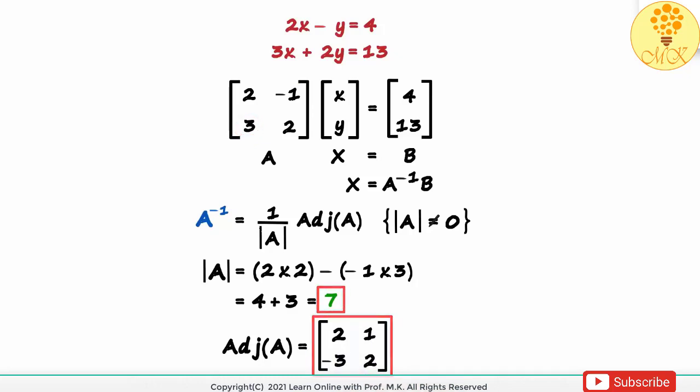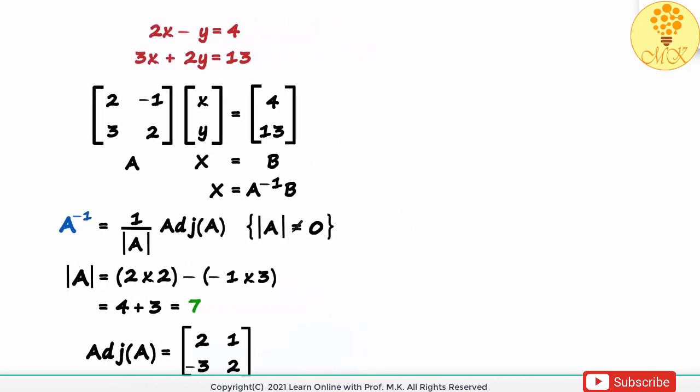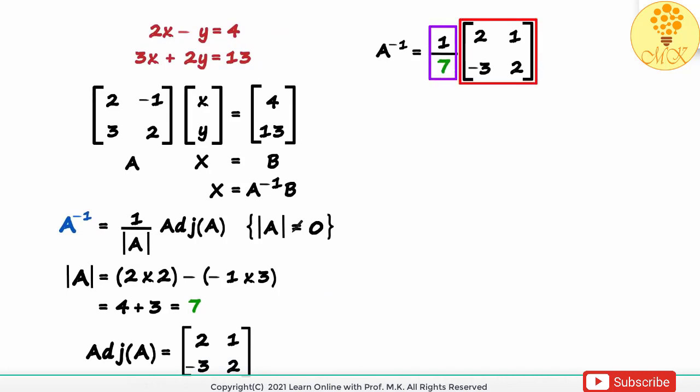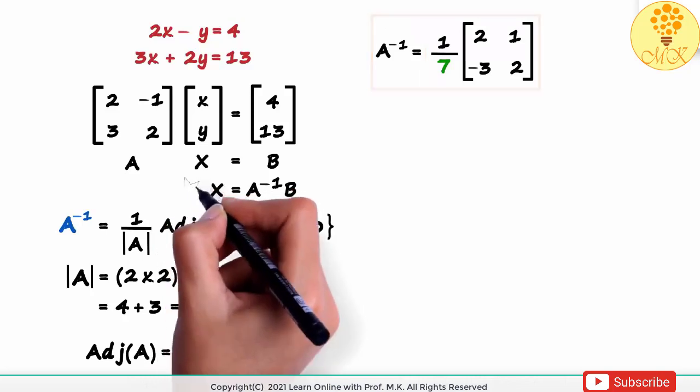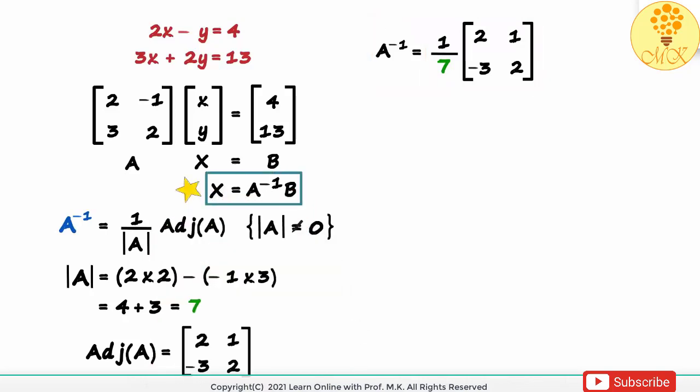With these two, we get the inverse of A. Let's write it on the right-hand side. This is A inverse, 1 over the determinant times the adjoint of A. Don't solve for the A inverse immediately. Keep it as is. You'll soon know why. Now that we have A inverse, we come back to this formula. X is equal to A inverse times B.